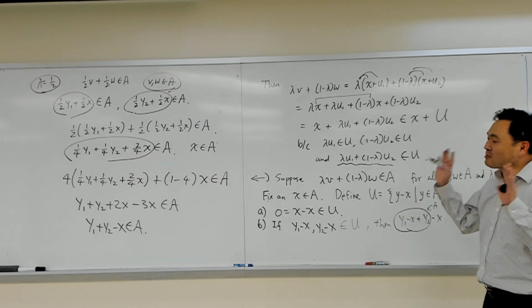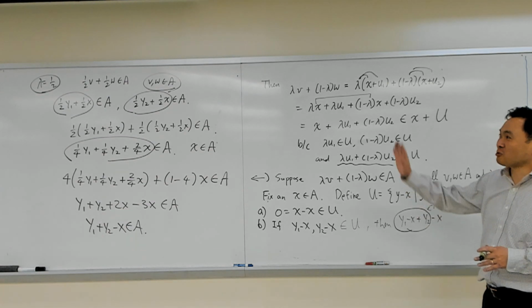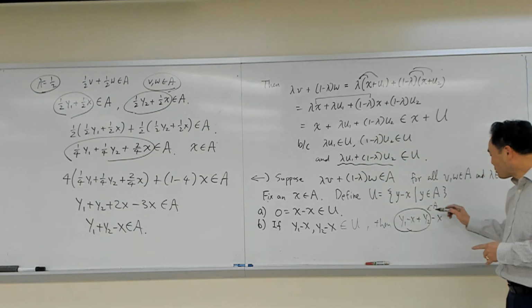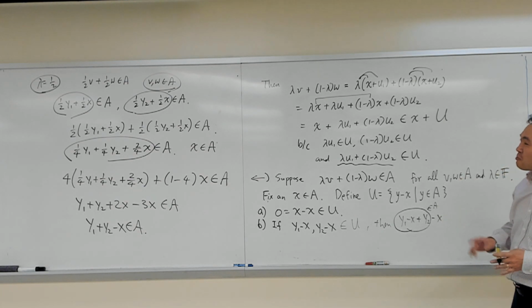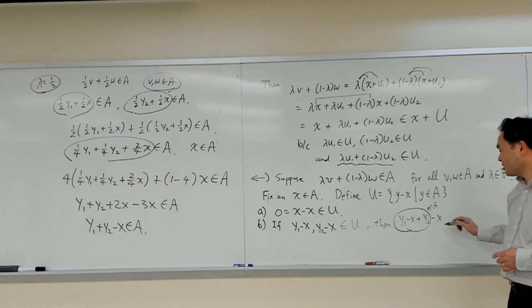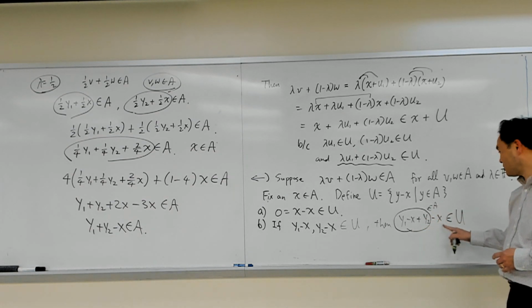And honestly, I don't know if this is the most straightforward proof. I would like to know what the actual proof is. If there's some better proof, please let me know, okay? So that's what we have. Therefore, this is in U, because it's some guy in A minus x, okay?